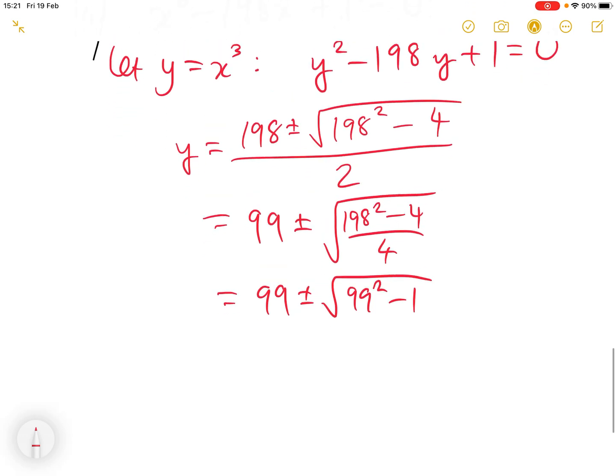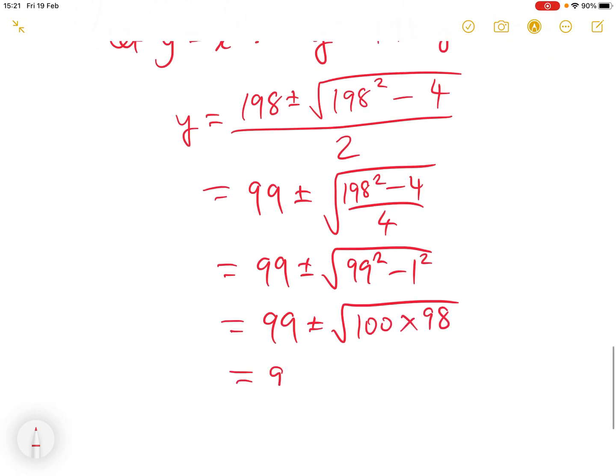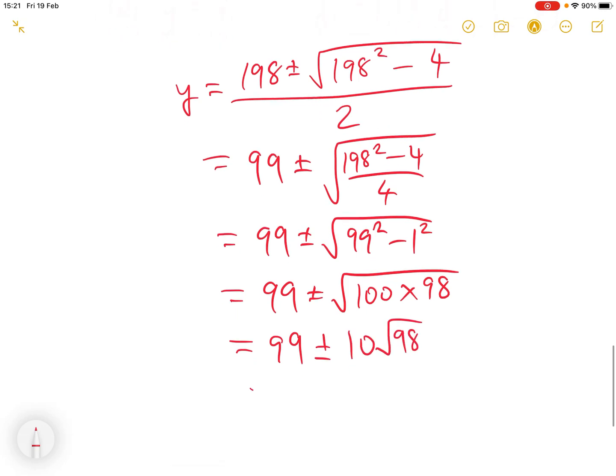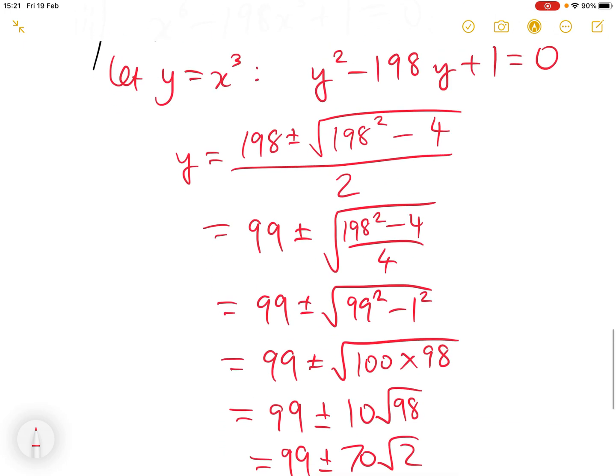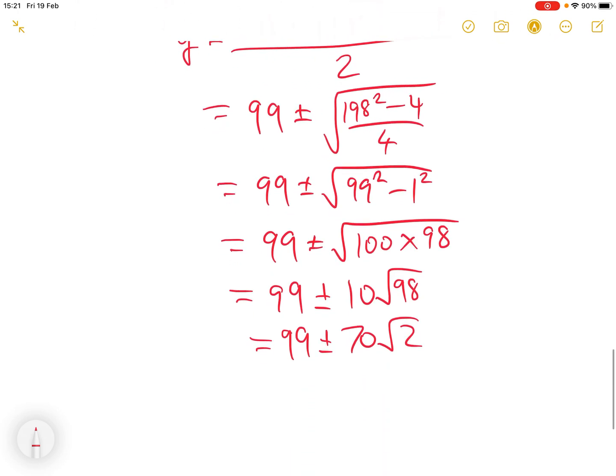Notice this is a difference of 2 squares. So this is the same as 99 plus 1 times 99 minus 1. If we simplify that, we get 10 root 98, and root 98 is the same as root 49 times root 2. So this is 70 root 2. So that's what y is, and y is x cubed. So therefore x cubed is 99 plus or minus 70 root 2.